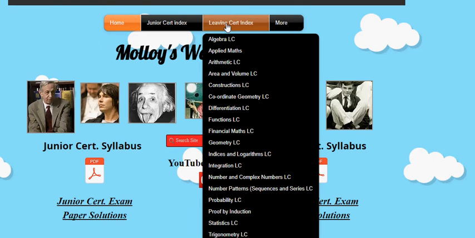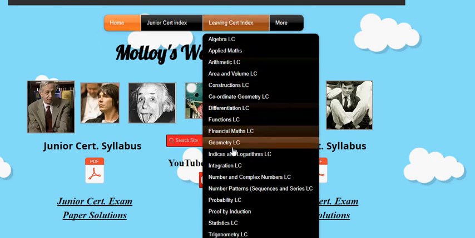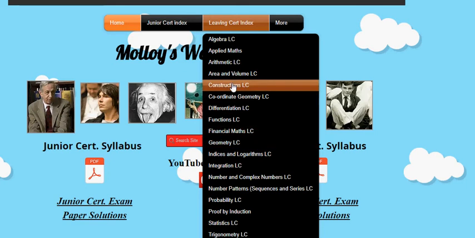So just put the cursor over Leaving Certificate, go down to Geometry. By the way, the constructions that I've just done are there as well. If you go to constructions there, you'll find them in there.